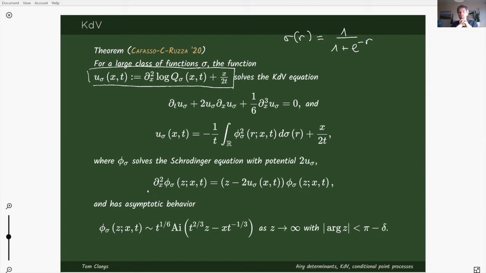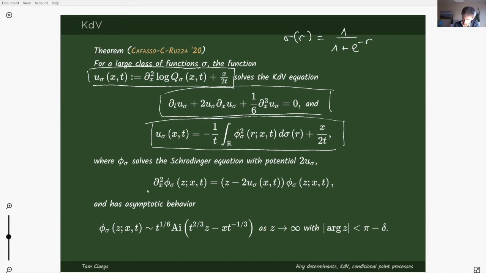And so this function U solves the KdV equation here. And we can also write it in an integral form, where the integrand here is a solution to the Schrödinger equation with this potential U, with a certain type of asymptotic behavior.